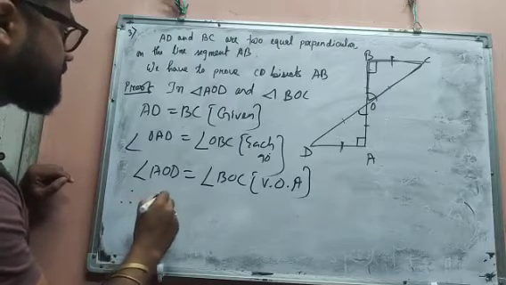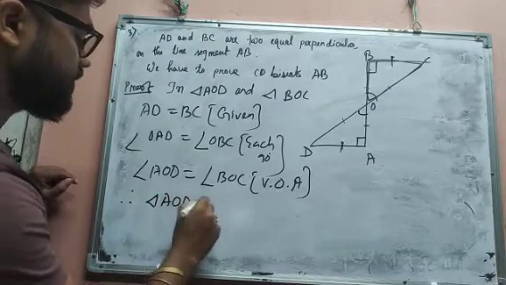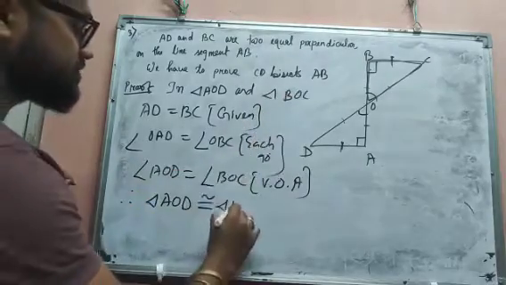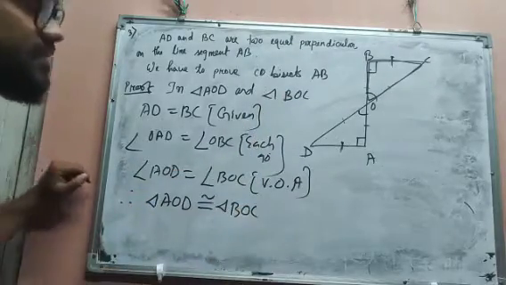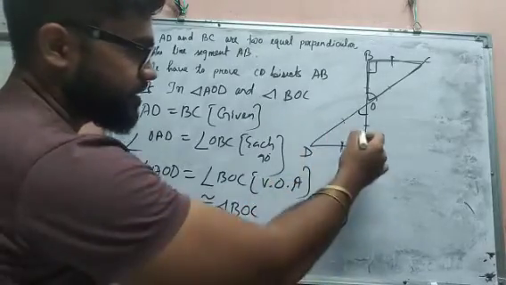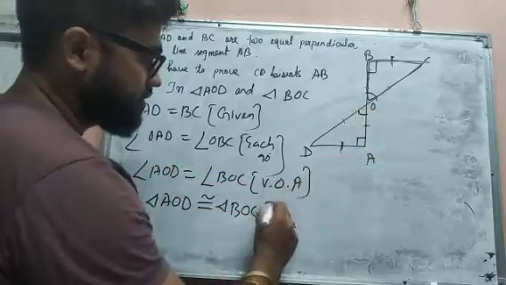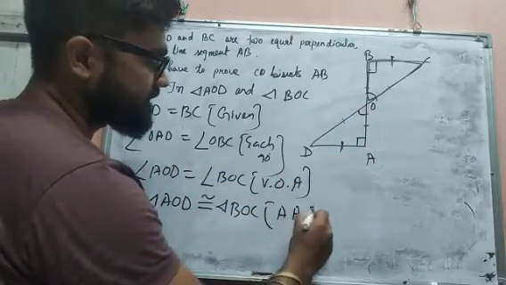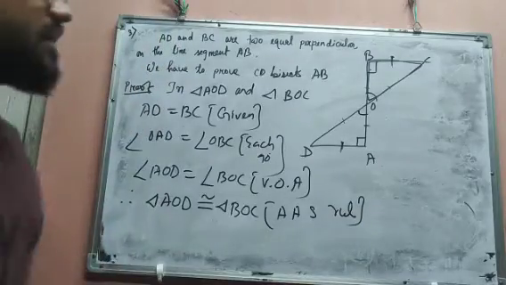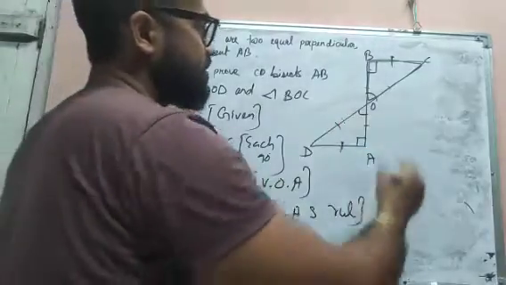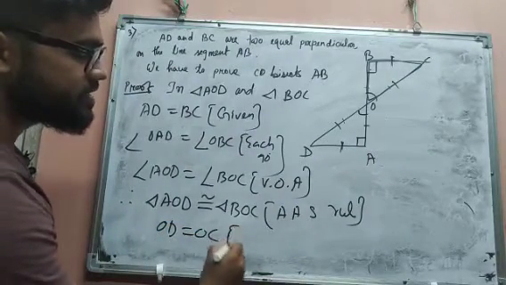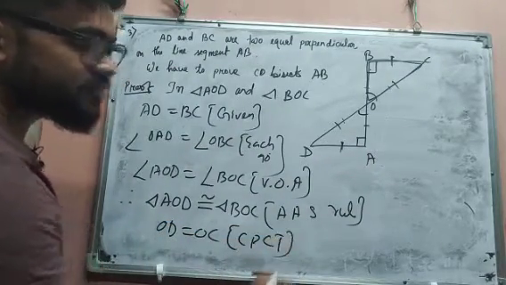So we got the condition. Therefore, triangle AOD is congruent to triangle BOC. That means you can say, by the angle side rule, the condition is that for the angle side rule, these two are equal. Now clearly we can say that OD equal to OC. Why? Because they are the corresponding parts of congruent triangles.